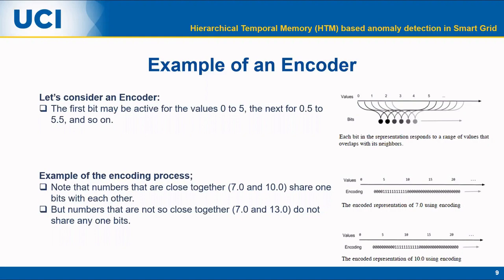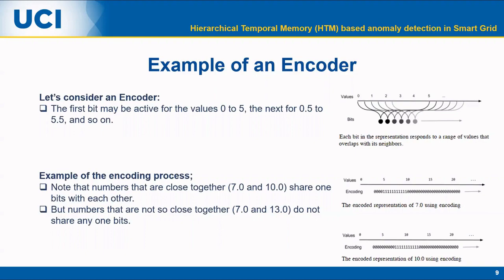If we compare the encoded representations of 7 and 10, we can see that these two representations share 1 bits with each other. The main reason for sharing these 1 bits is that these two numbers are close to each other. In other words, these two numbers have semantic similarity.